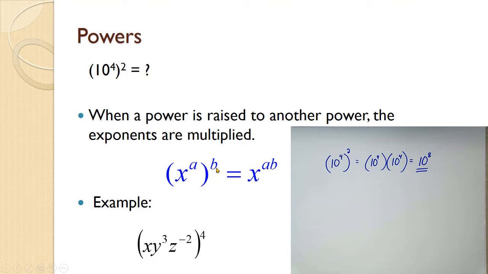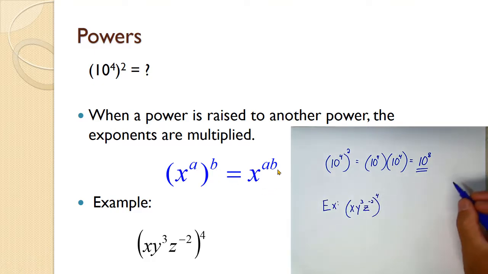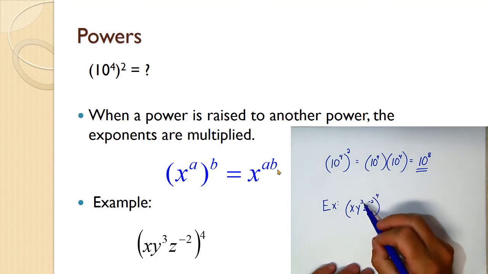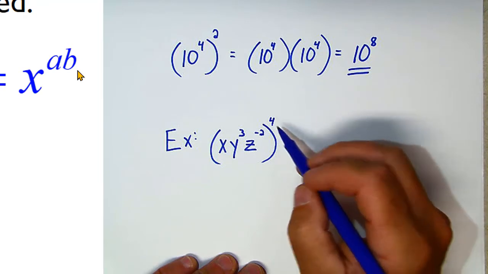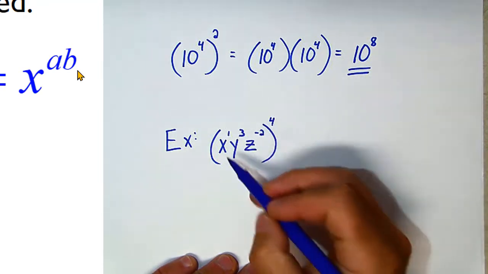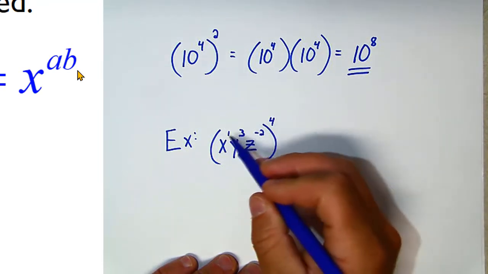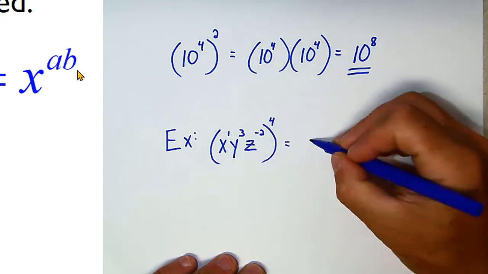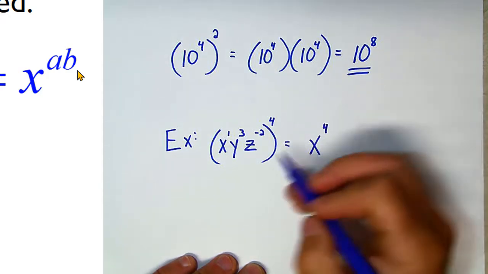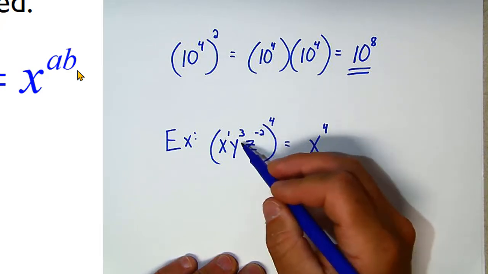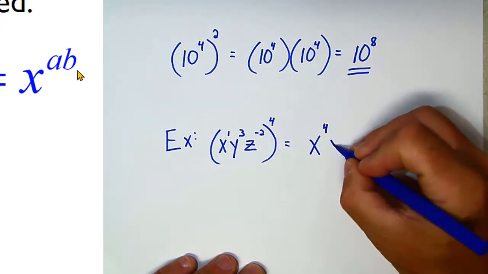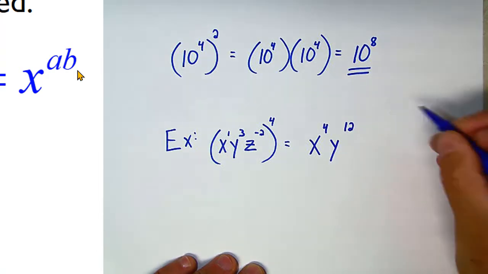X to the a to the b is x to the ab. And we can generalize that and say x, y to the 3rd, z to the negative 2nd, all raised to the 4th power. We can multiply these exponents. We have x to the 1st to the 4th, we multiply 1 times 4, that gives us x to the 4th. Y to the 3rd to the 4th power, that means we have 4 groups of y to the 3rd, multiply those, and we have y to the 12th.